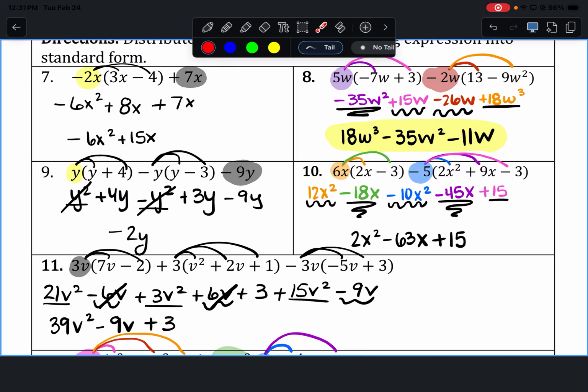But sometimes we have to multiply 2 binomials, okay? So when we have 2 binomials, we're going to go ahead and look at the back of this page, which is page 4. And we're going to talk about multiplying a binomial times a binomial.